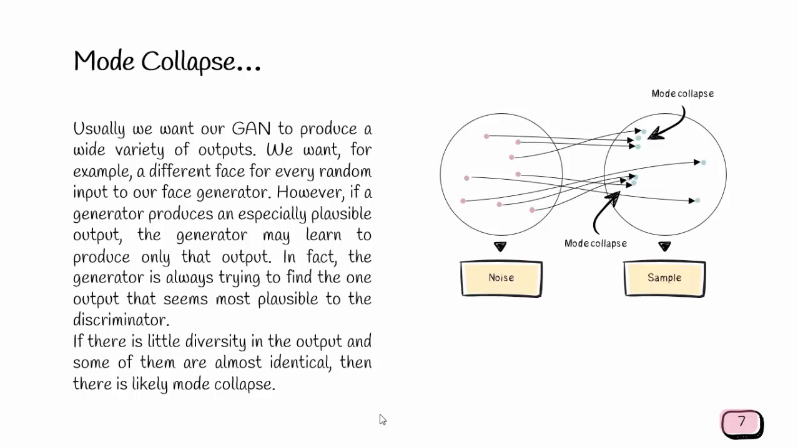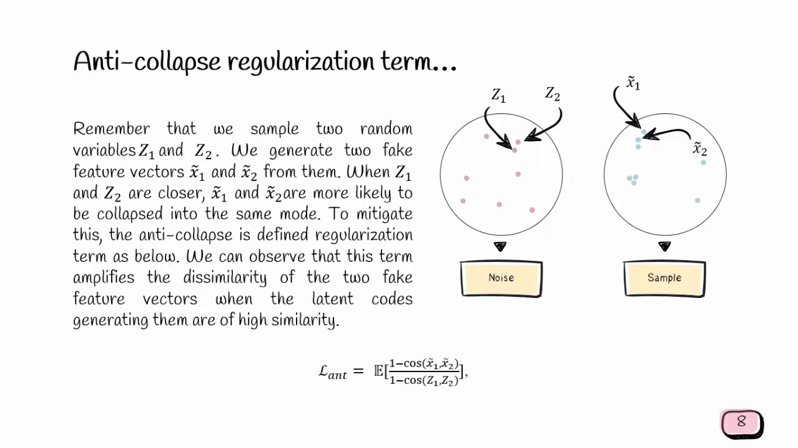We want, for example, a different phase for every random input to our phase generator. However, if a generator produces an especially plausible output, the generator may learn to produce only that output. In fact, the generator is always trying to find the one output that seems most plausible to the discriminator. If there is little diversity in the output and some of them are almost identical, then there is likely mode collapse.